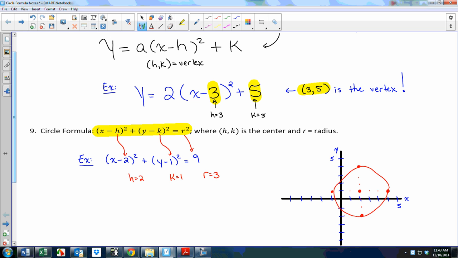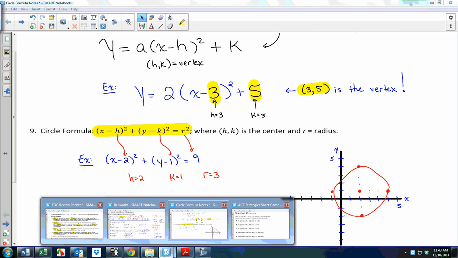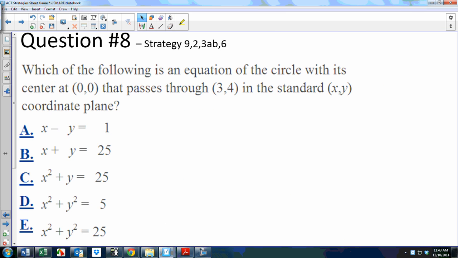All right, now I'm going to show you the 2 questions that were on that strategies game. And we're going to use what we just learned, which we didn't learn a whole lot about yet. I mean, we barely touched it, but let's see if we can use it already. Do those 2 questions from the strategies game. They are right here. You've got the strategy sheet with you, right? It's referencing numbers 9, 2, 3, A, B, and C.